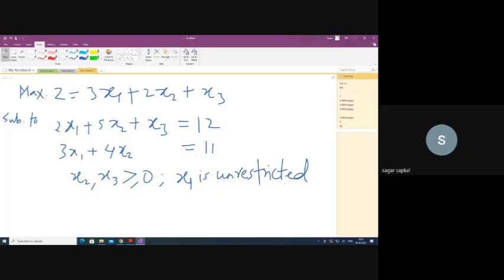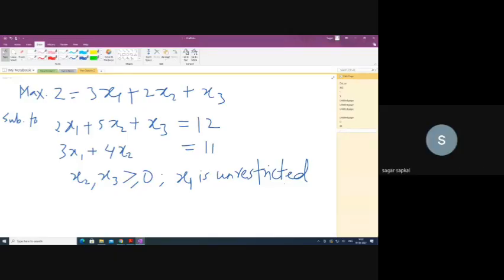One or more of the decision variables may be unrestricted. Now here x2 and x3 are greater than or equal to 0, but x1 is unrestricted in sign. So x1 can take a positive, 0 or negative value, which means it is unrestricted. Are you getting the meaning of this? Yes or no? Yes, sir. Okay. Now, how to solve this problem?